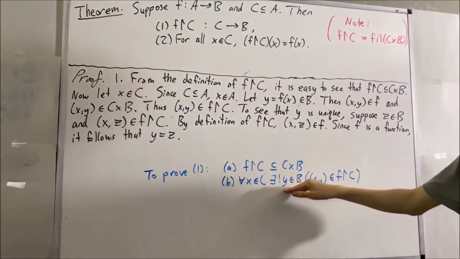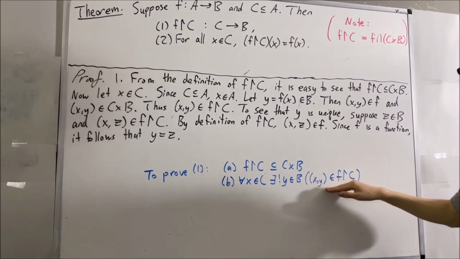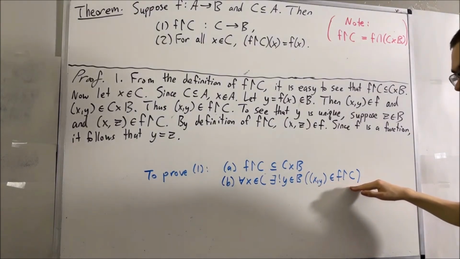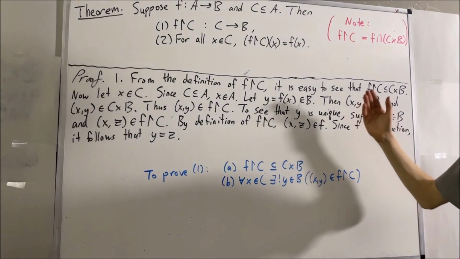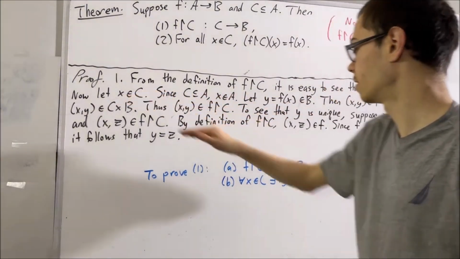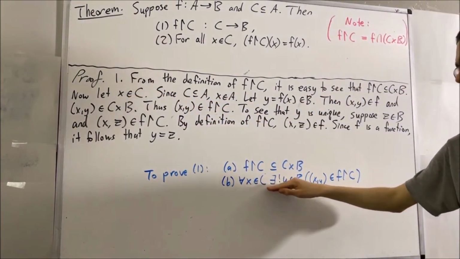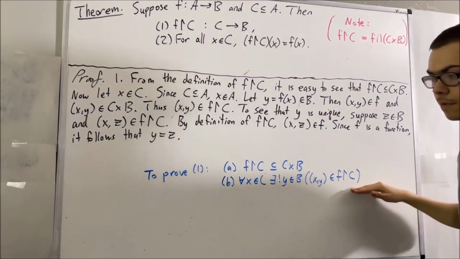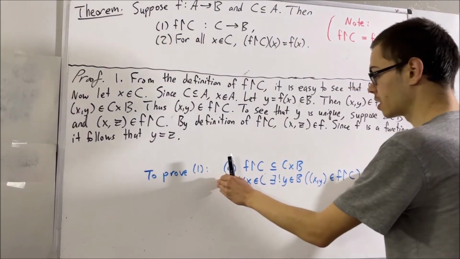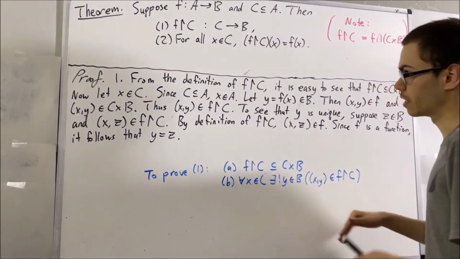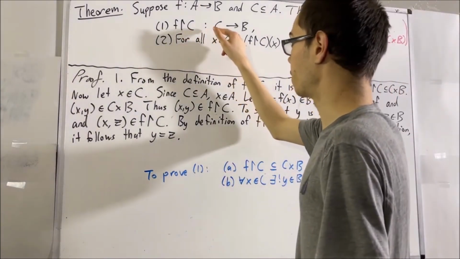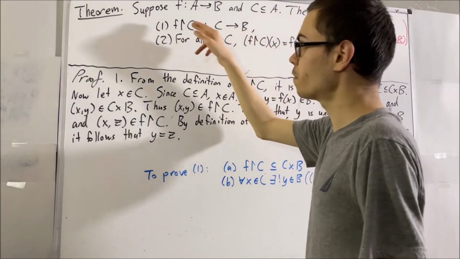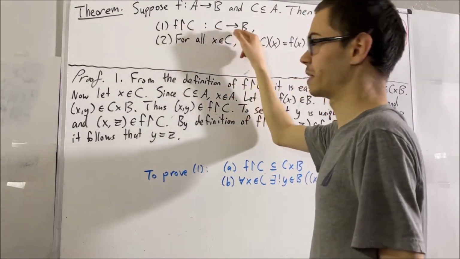So there is a unique element y in B such that x comma y is an element of f restricted to C. And since x was an arbitrary element of C, this means for every element x in C, this is true. So we have proven the second part. Because we've proven both parts, this is exactly what it means for f restricted to C to be a function from C to B. So we have proven that f restricted to C is a function from C to B.